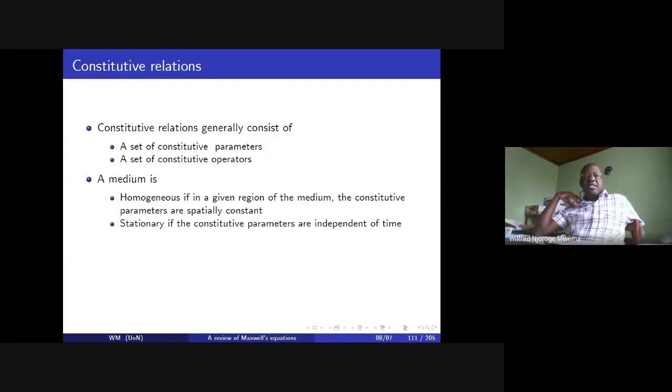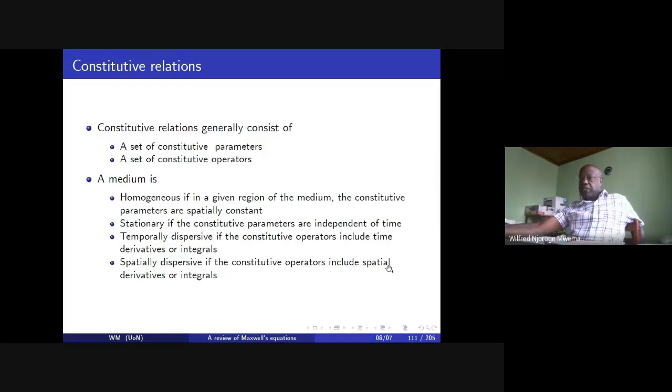The material is stationary, that is, does not depend on time, if its constitutive parameters are time independent. Then it will be temporally dispersive if the constitutive parameters or operators include derivatives or integrals of time. Spatially dispersive if the operators include spatial derivatives or integrals.